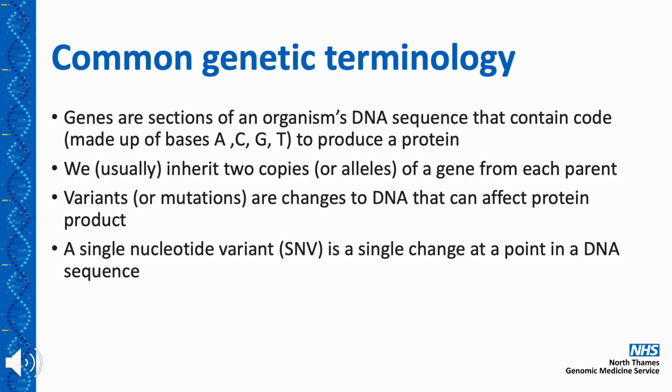A homozygous variant means both alleles are the same, and heterozygous means a different allele has been inherited from each parent. A single nucleotide variant, or SNV, is a single change at a point in a DNA sequence from the letters A, C, G, and T.